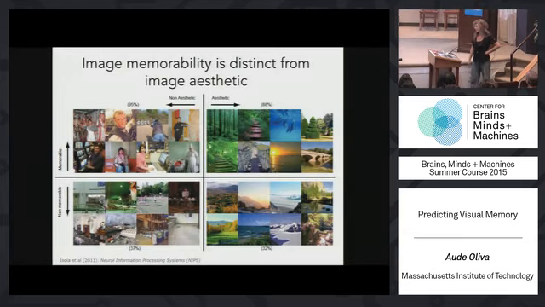We basically have many papers on this topic since 2010, and they are all on the website, and in some of them we look at the correlation existing between memory, so the fact that you're going to remember certain kind of images, and other attributes, for instance, aesthetic. And again, we found that memorability is distinct from image aesthetic.